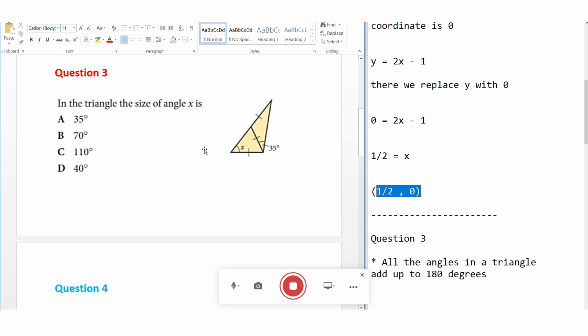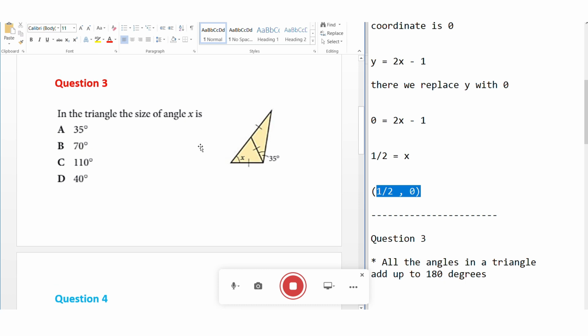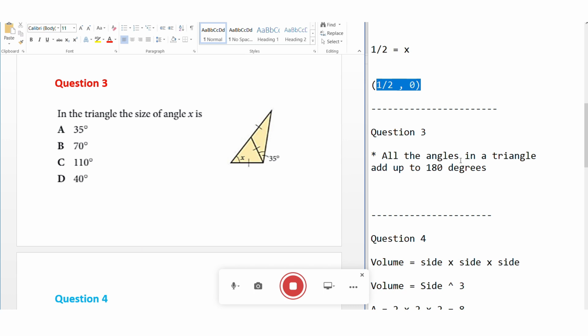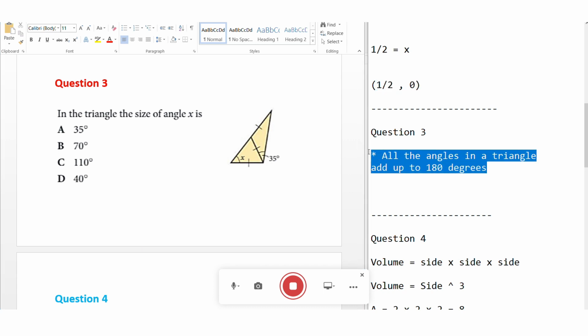Question 3. All right. In this question, they're asking us to find the size of angle x. Now, you will notice over here that it has these straight lines. Those straight lines mean those 3 lines have the same length. To do this question properly, you just have to remember only a couple of things. That all the angles inside a triangle always add up to 180 degrees.